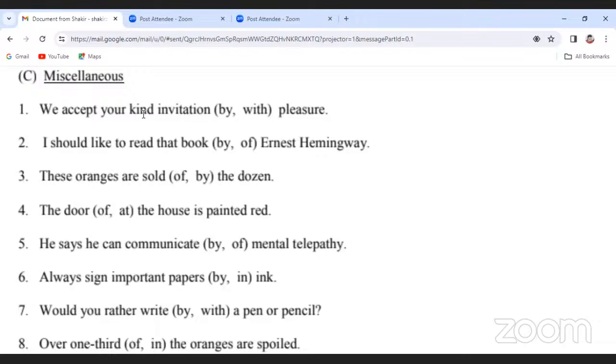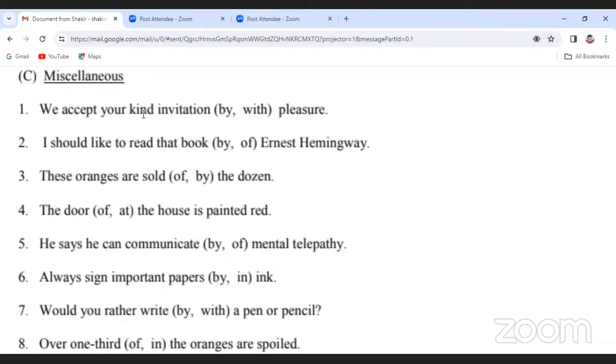Number 2. I should like to read that book dash Ernest Hemingway. I should like to read that book by Ernest Hemingway. By is the correct answer.